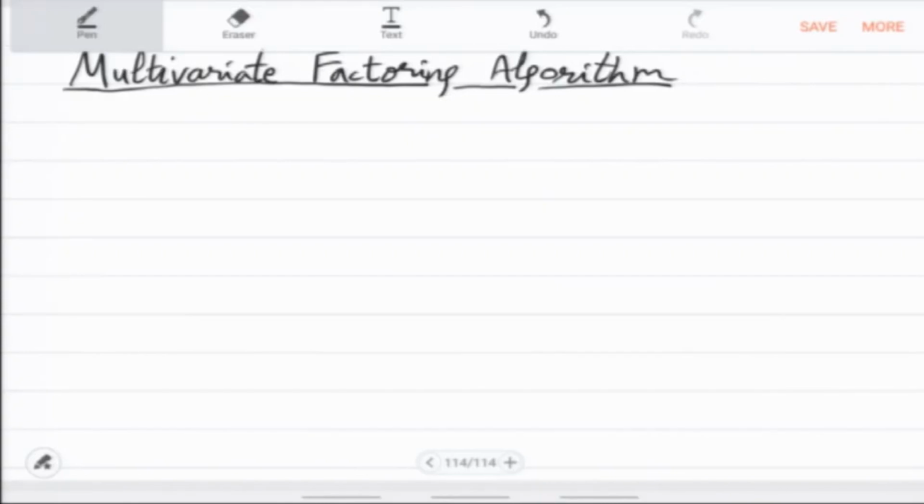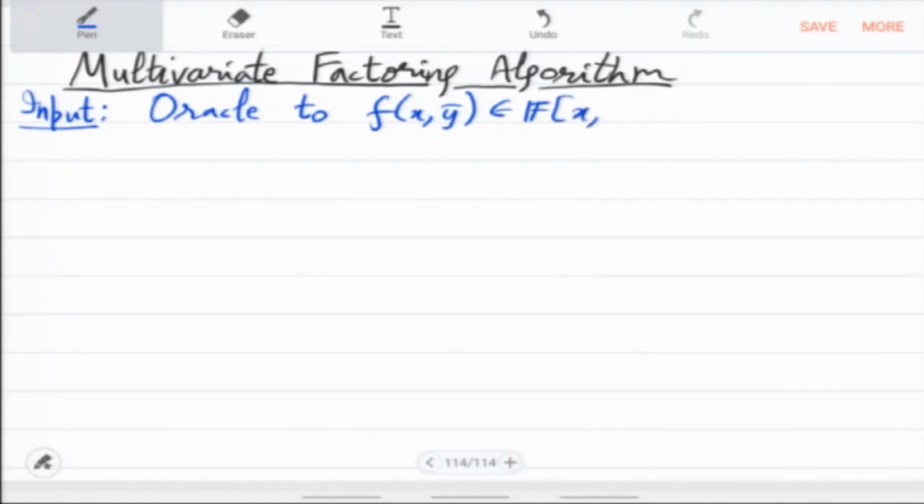Okay, so let us go through the steps in detail. So what is the input? You are given an oracle to this polynomial F(x, y bar) over some field. We can assume the degree is d.